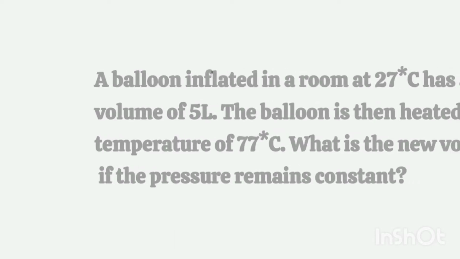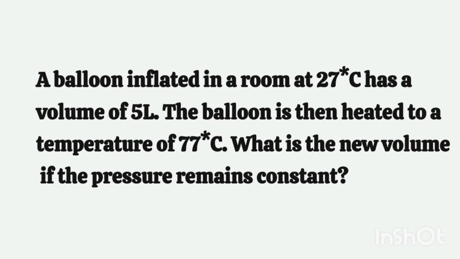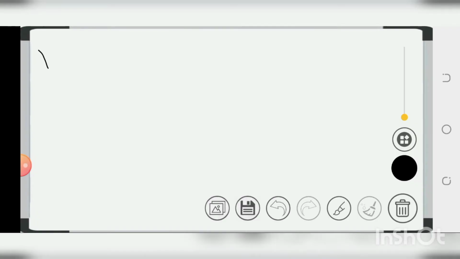So the first question is, a balloon inflated in a room at 27 degrees Celsius, please don't mind my degree, has a volume of 5 liters. The balloon is then heated to a temperature of 77 degrees Celsius. What is the new volume if the pressure remains constant? So we have V1 over T1 equal to V2 over T2. Our V1 is 5 liters.